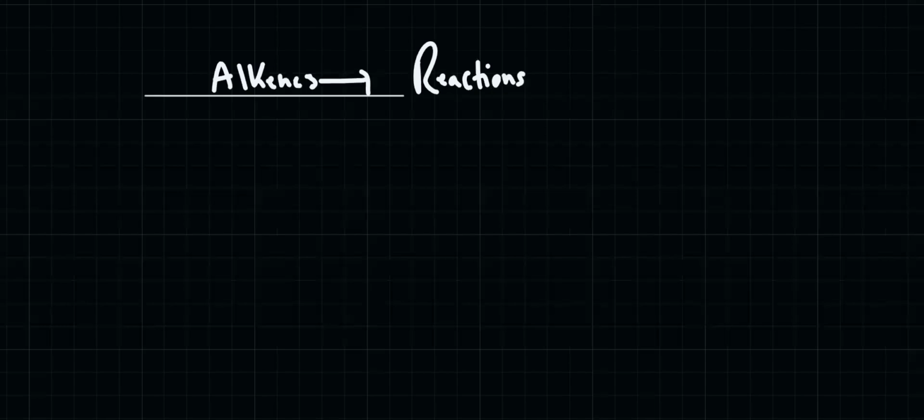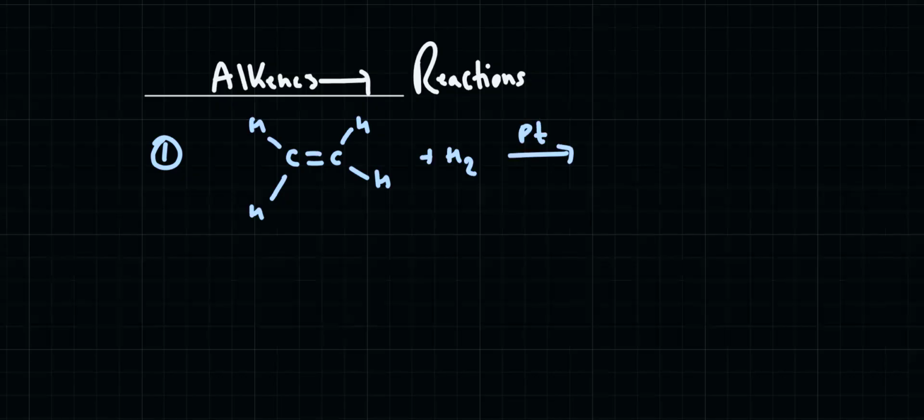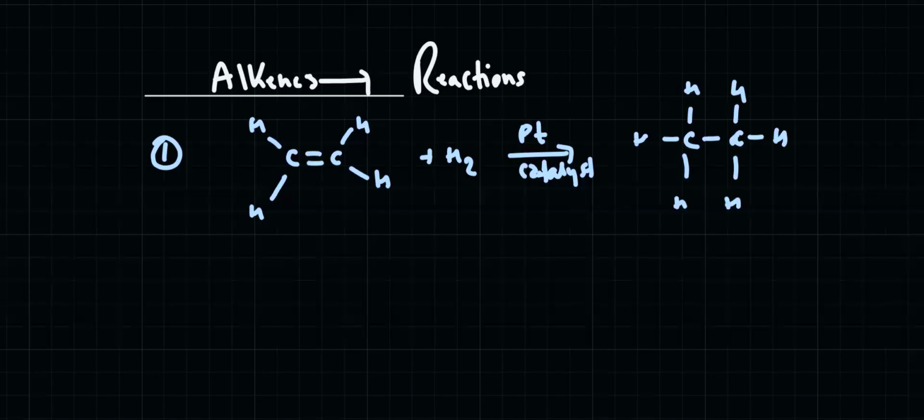However, let's get started. The first reaction that I want you to remember is the very basic one. Whenever you have an alkene, let's say you have ethene here, this ethene will react with hydrogen in the presence of a platinum catalyst, and it's going to form an alkane. So this will be ethene to ethane.